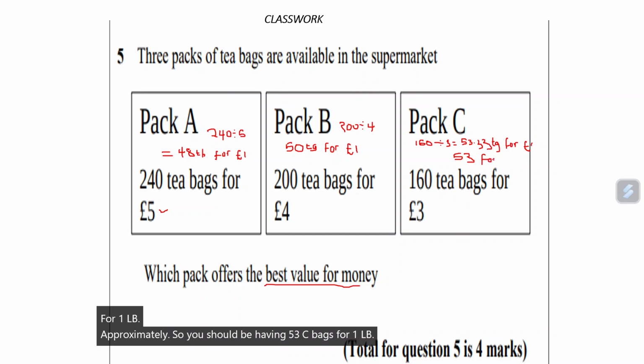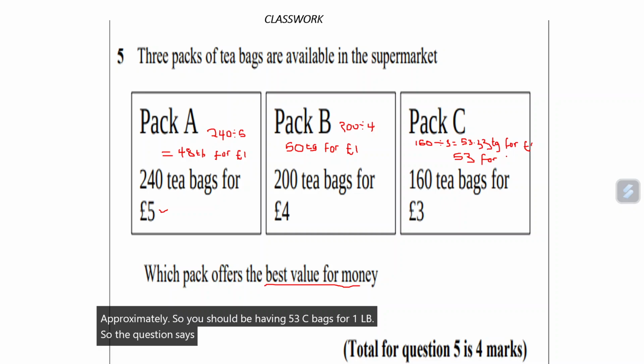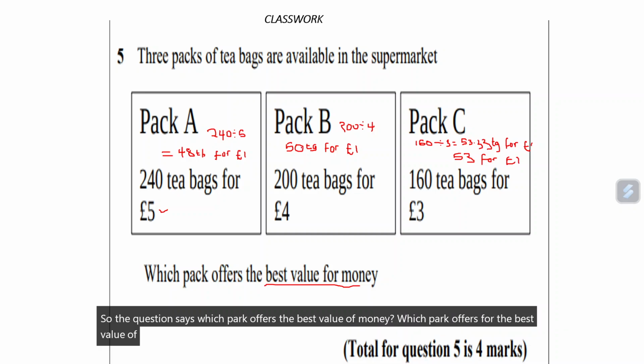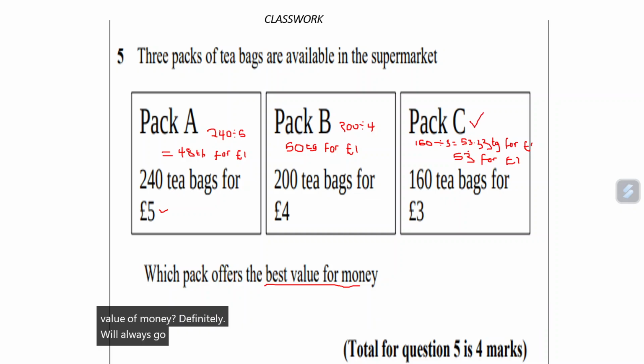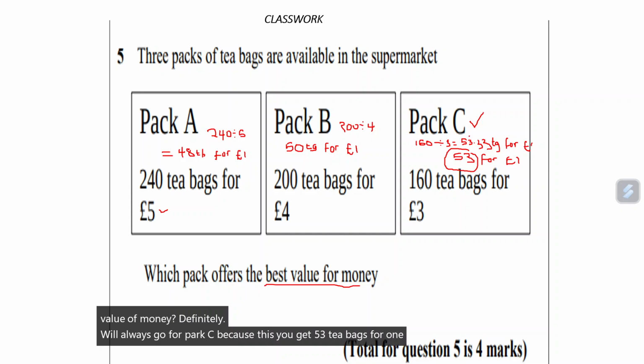So the question says, which pack offers the best value for money? Definitely, I'll always go for pack C because with this you get 53 tea bags for 1 pound. So we'll settle for this. Let's move on.